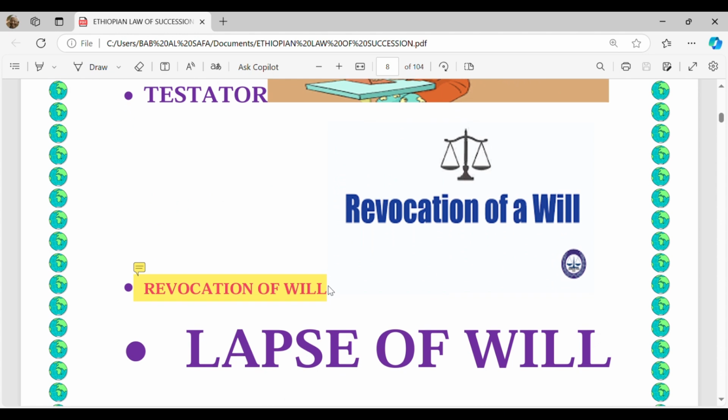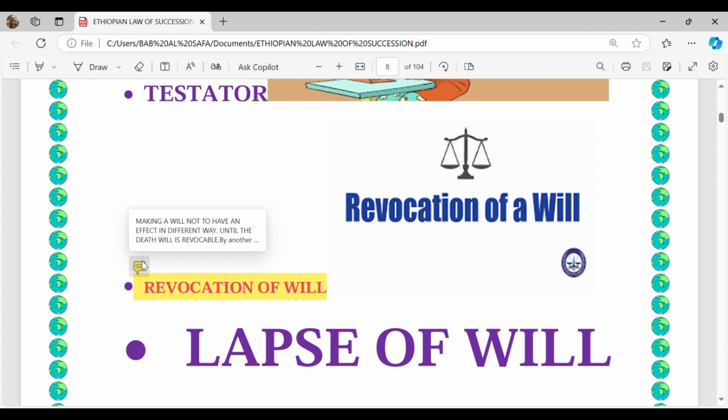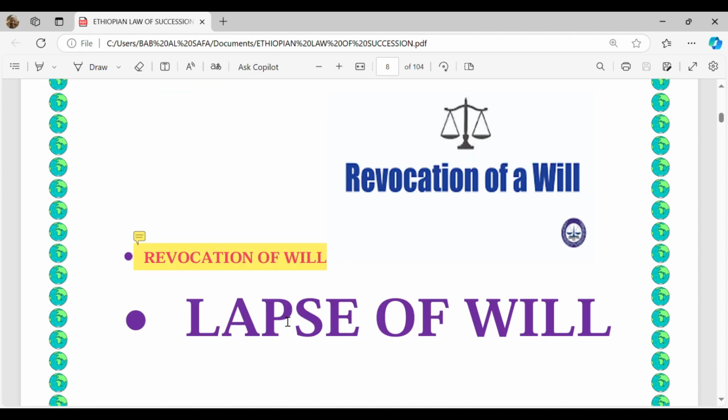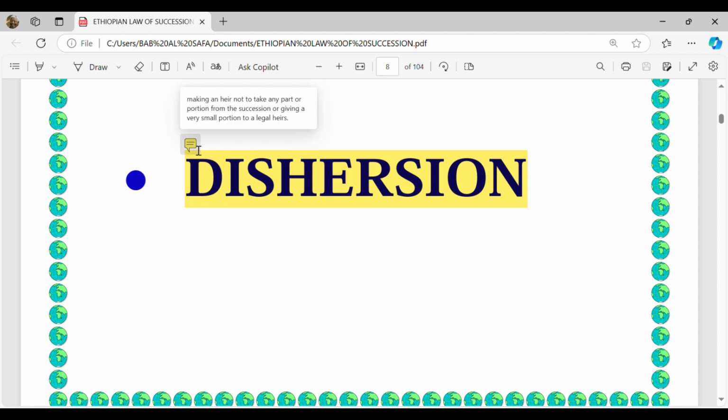And the testator is the one who made the will, and when we say revocation of will, it means making the will not have an effect in a different way. So the other important terminology is that of desertion.